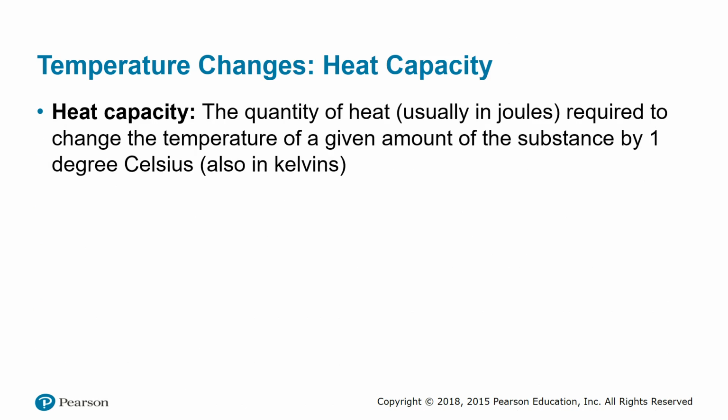we're going to be dealing with a term today called heat capacity or specific heat capacity. So heat capacity is the quantity of heat, and it's typically measured in joules, but the quantity of heat required to change the temperature of a given amount of substance by 1 degree Celsius. All right, so it's how much heat does it take to change a certain amount of material by 1 degree Celsius.